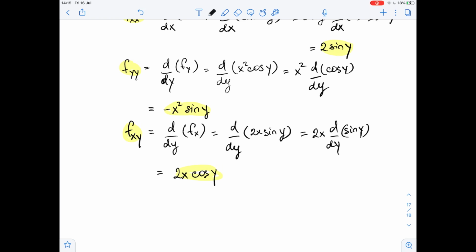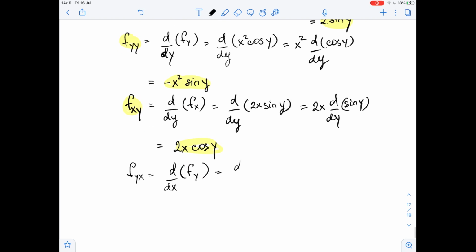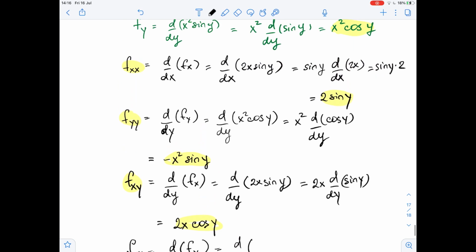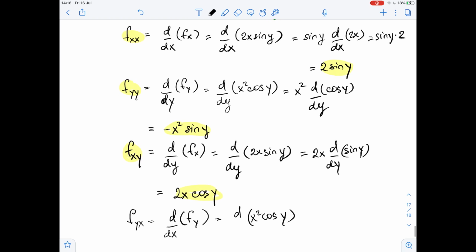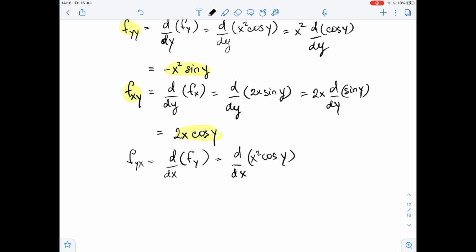And now let's find fyx. Fyx equals the derivative of fy with respect to x. So it equals the derivative of fy, which is x squared times cosine of y, with respect to x. Here again we treat y as a constant, so we can take out cosine y. So it's cosine y times the derivative of x squared with respect to x.